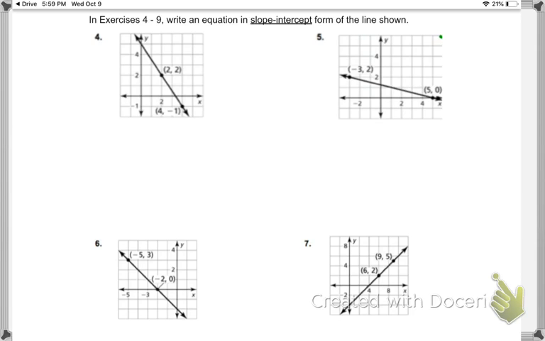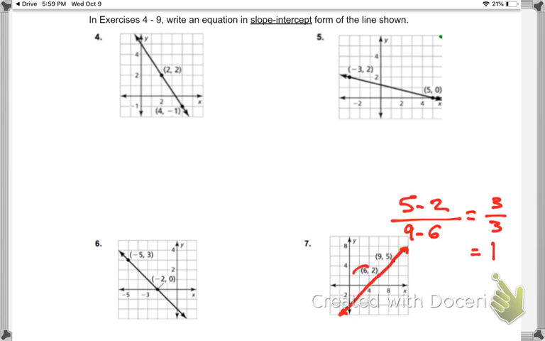Now on to number 7. We're going to take 5 minus 2 all over 9 minus 6, which gives us 3 over 3, which simplifies down to a positive 1, which we can see here by the fact that our graph is going up.